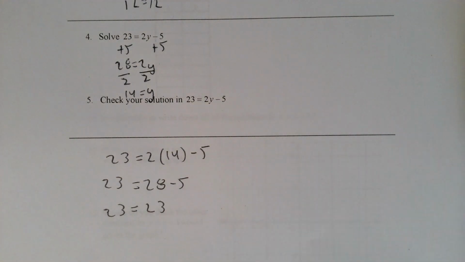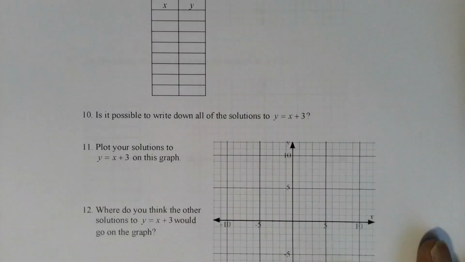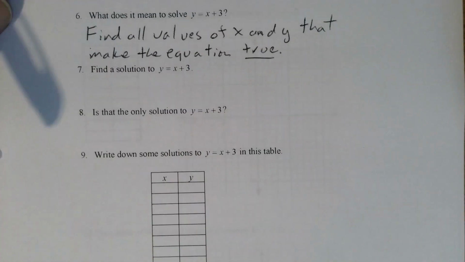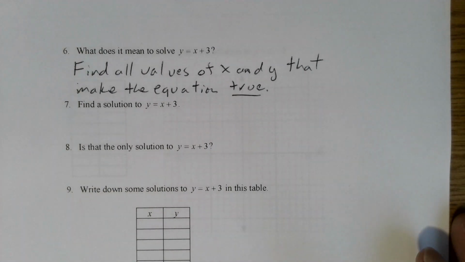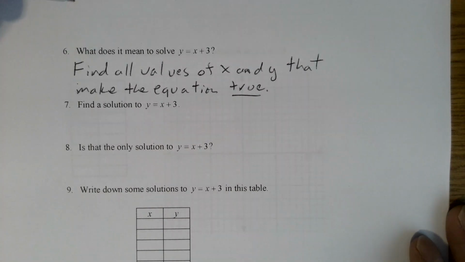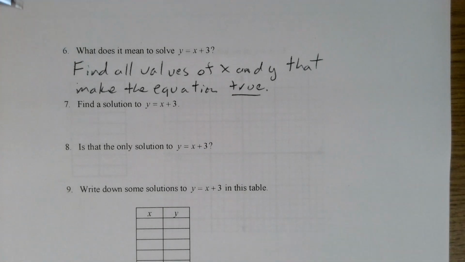Okay, let's have a look at an equation with x and y in it. And not surprisingly, if we want to solve this, we still need to make the equation true. In this case, we need to find all values of x and y that make the equation true. Okay, question 7, we want to find a solution to this. Notice there's no point in rearranging this or anything. We just want to find an x and y that's going to make this equation true.